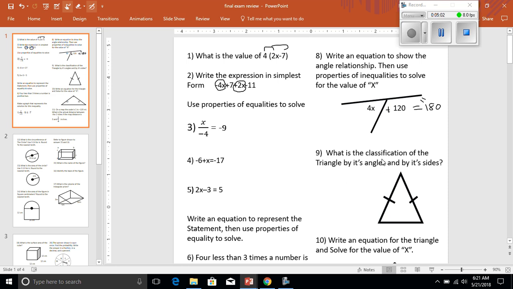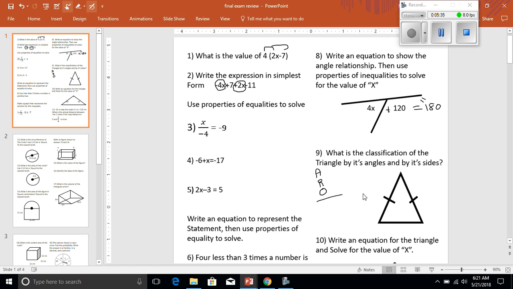Number 9, what is the classification of the triangle by its angles and by its sides? When it's asking by its angles, we have to remember there are 3 different classifications of angles. We've got acute, we've got a right angle, we have obtuse. And remember, this is less than 90 degrees, 90 degrees, and more than 90 degrees. Then it says, and by its sides.